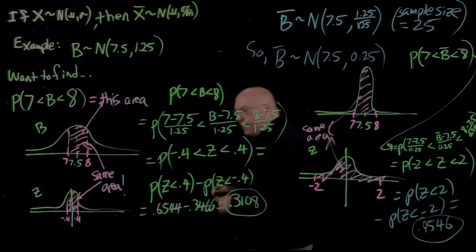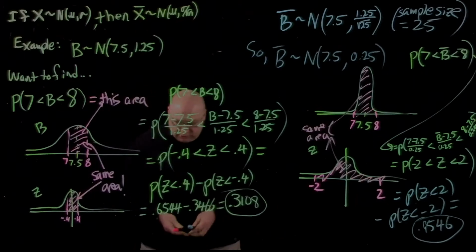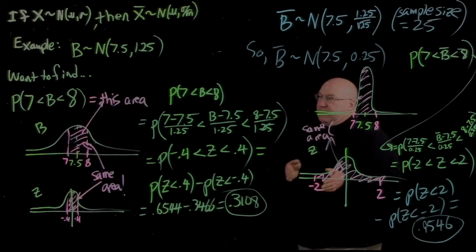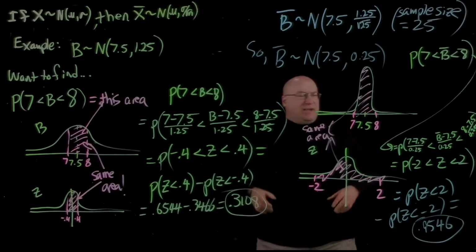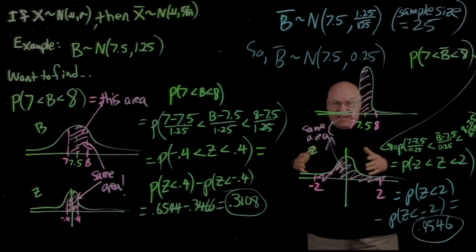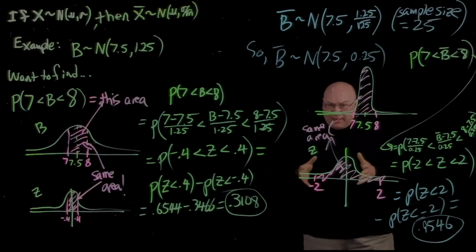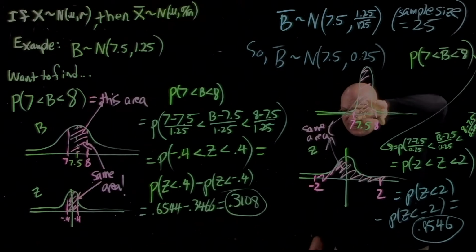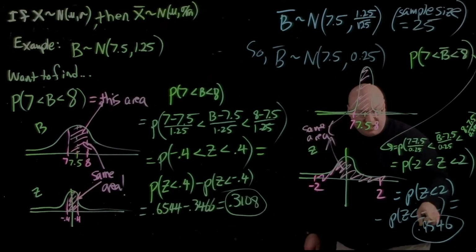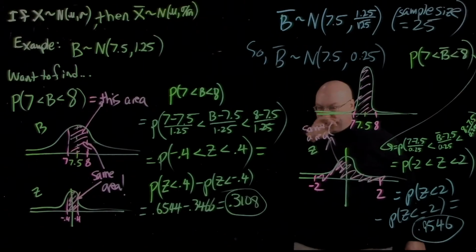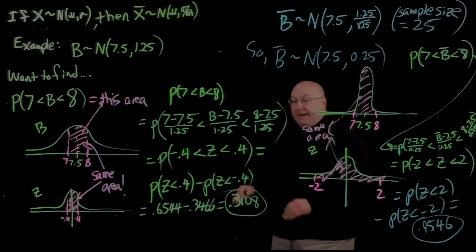If I'm just talking about one newborn chosen at random, the probability is about 31% that they'll be within half a pound. But if I take 25 newborns at random and take their mean, those values should cluster a lot closer to the population mean of 7.5, and the probability that it does cluster within half a pound is 95.5%, a lot more than the 31% for just one newborn at a time.